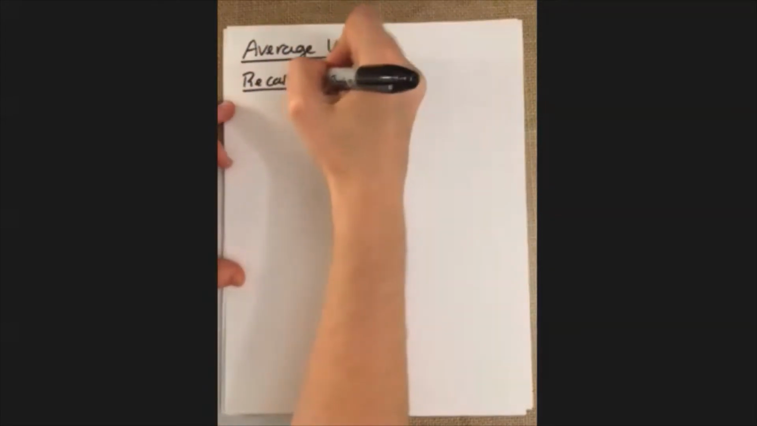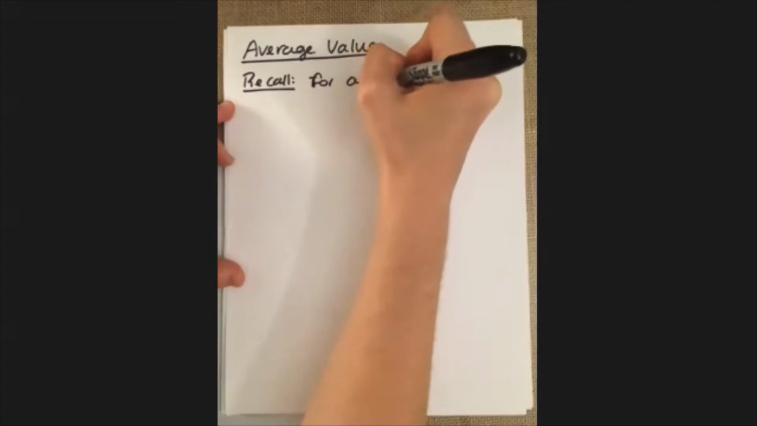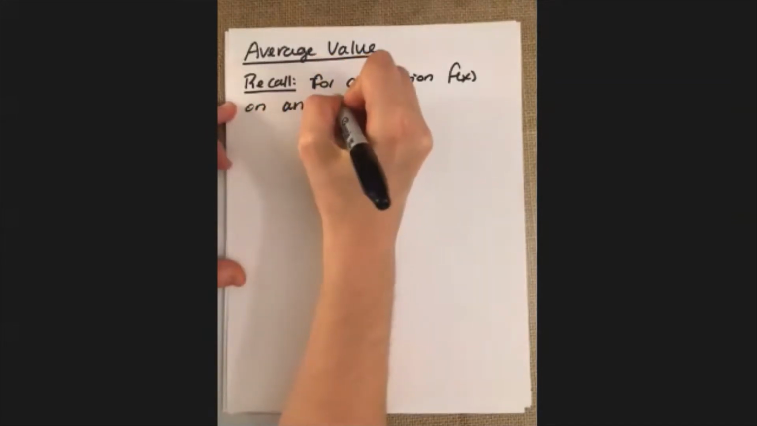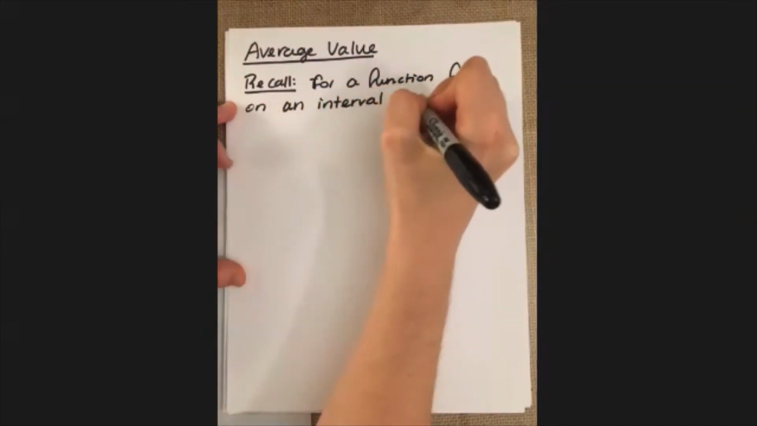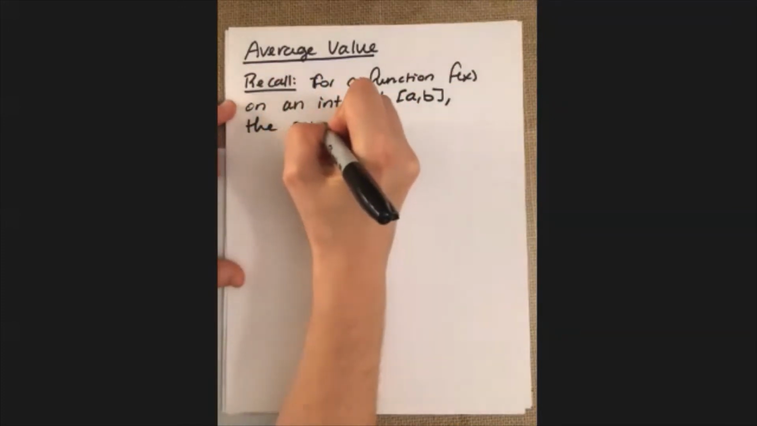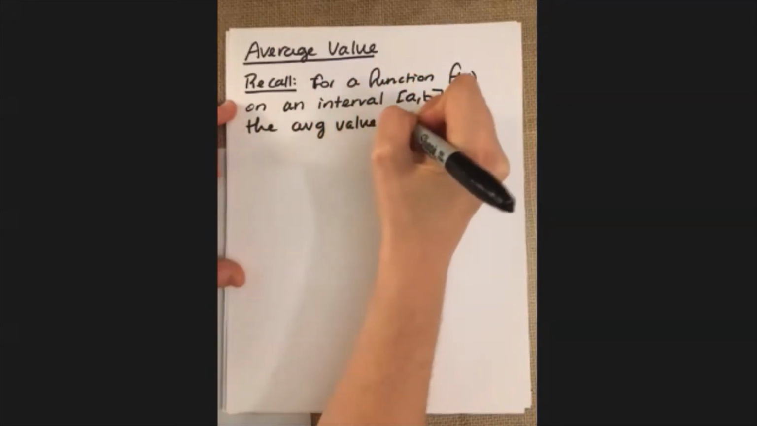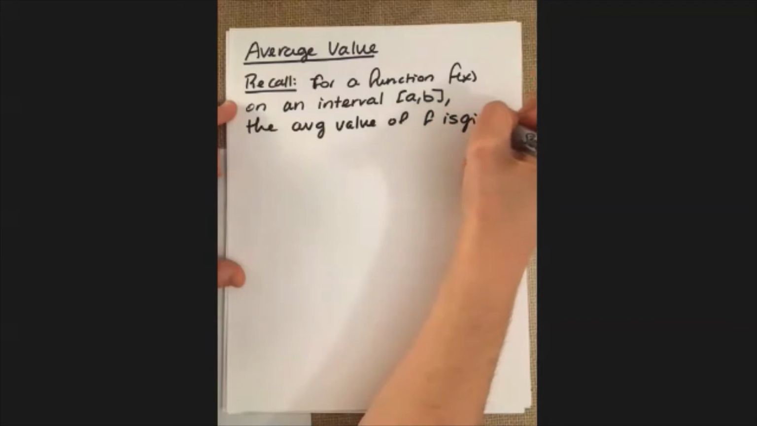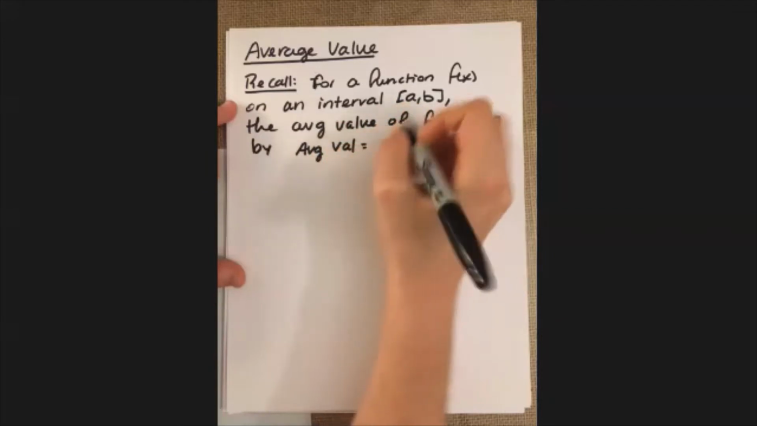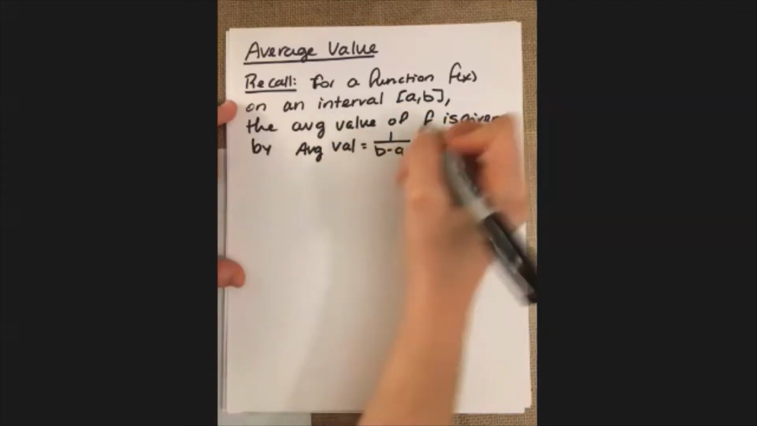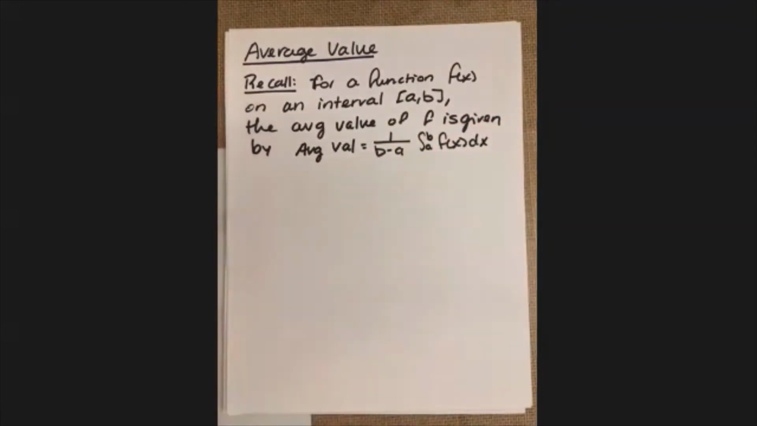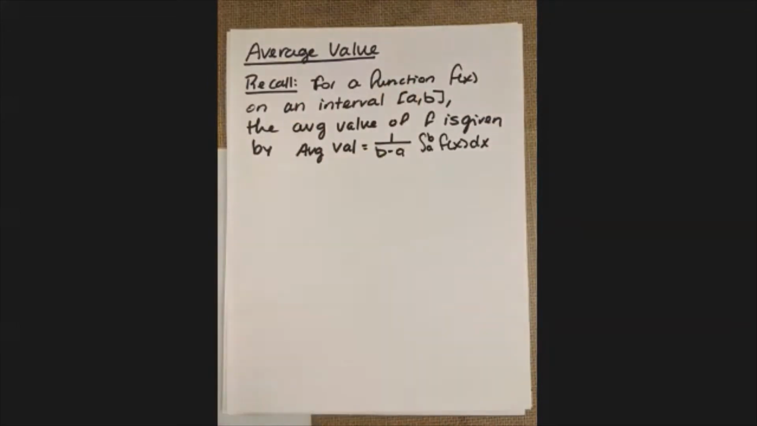So for a function f of x on an interval from A to B, we saw in Calc 1 that the average value of f is given by one divided by the length of the interval times the integral from A to B of f of x dx. Okay, so integral of f divided by length of interval.